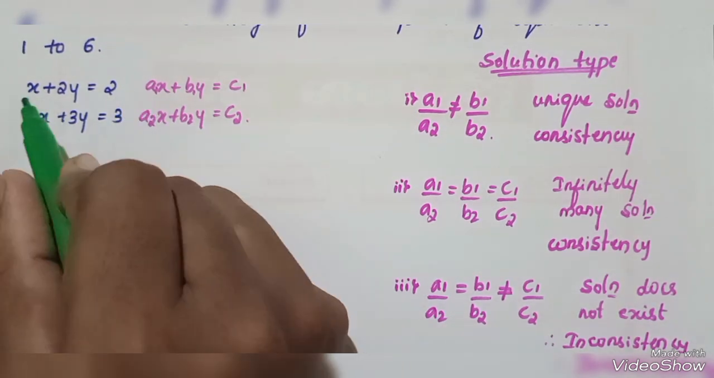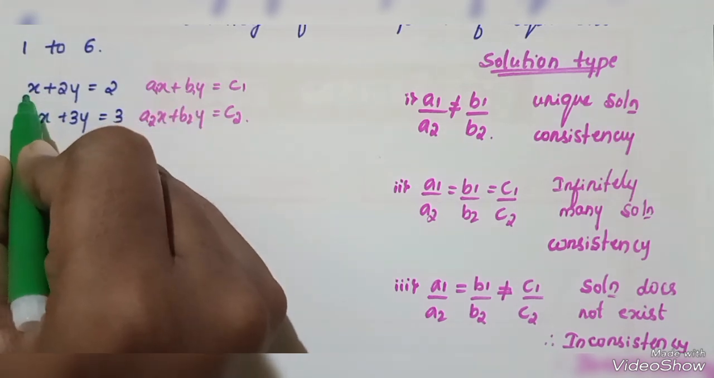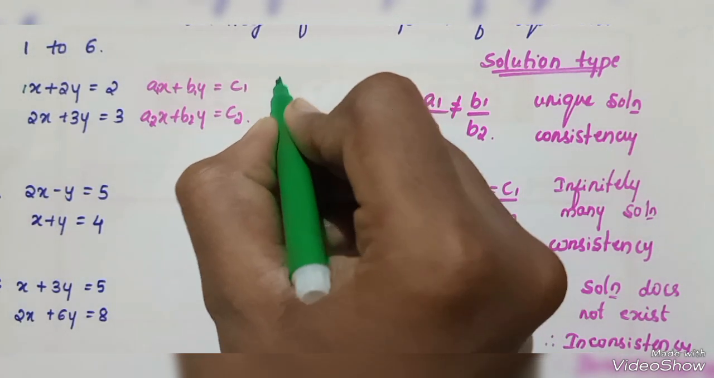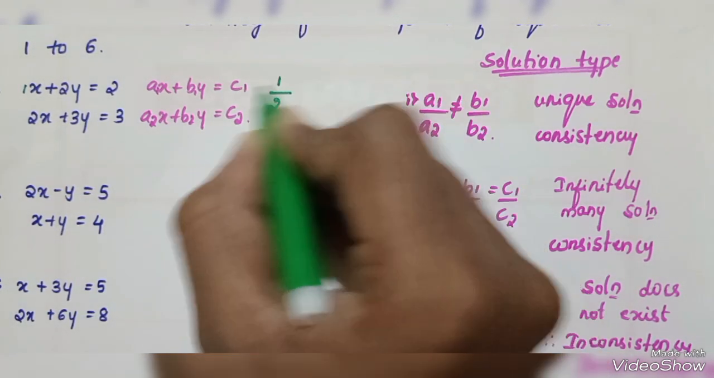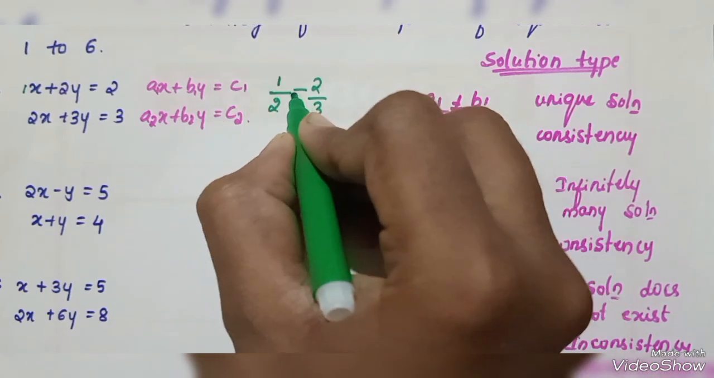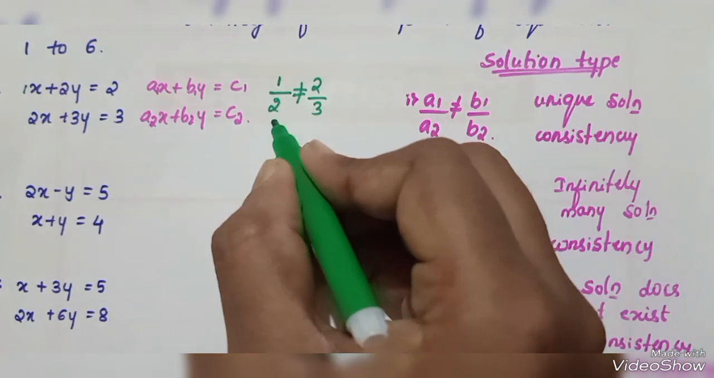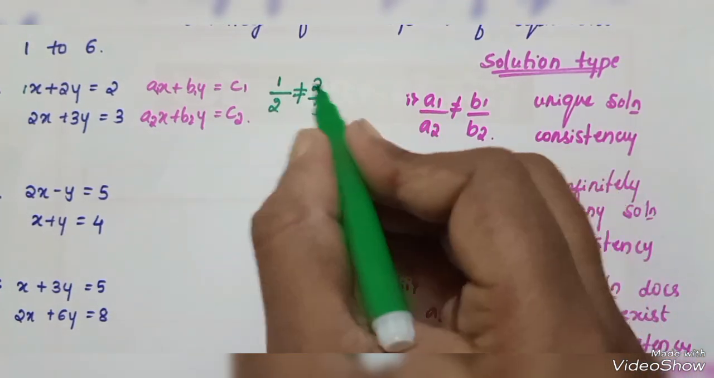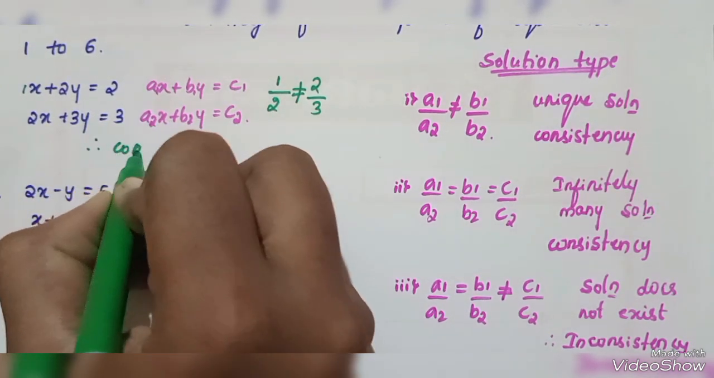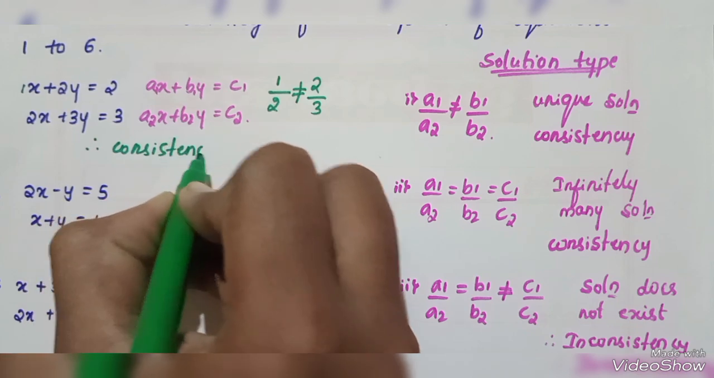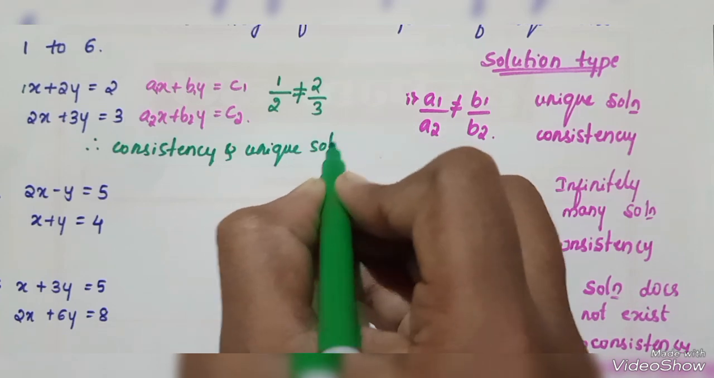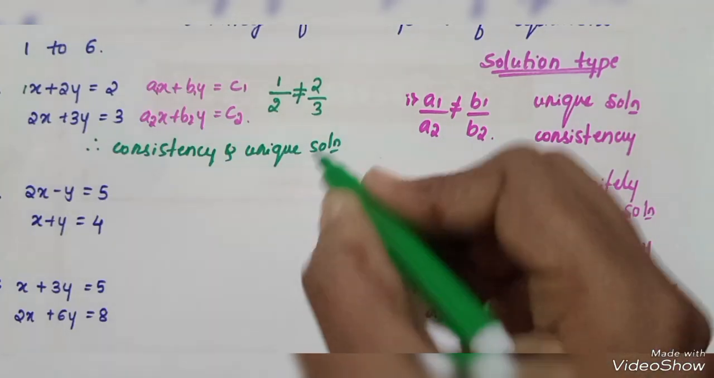Now we have to check here. First, a1 is 1, since there is no coefficient. Therefore a1 divided by a2 is 1 by 2 and b1 divided by b2 is 2 by 3. 1 by 2 is not equal to 2 by 3. Therefore the system of equations is consistent and has a unique solution. The first one is completed.